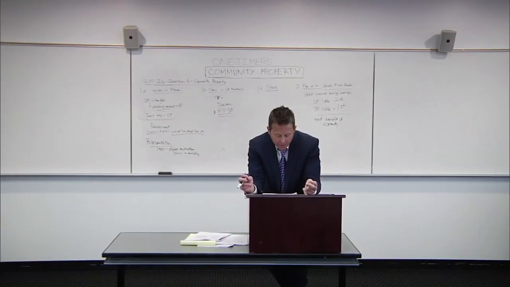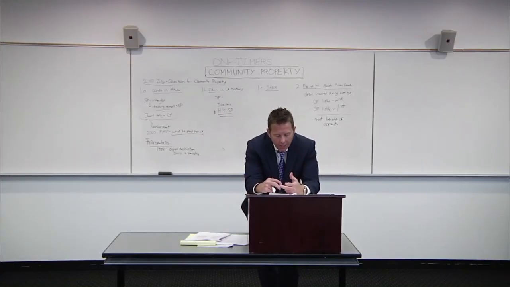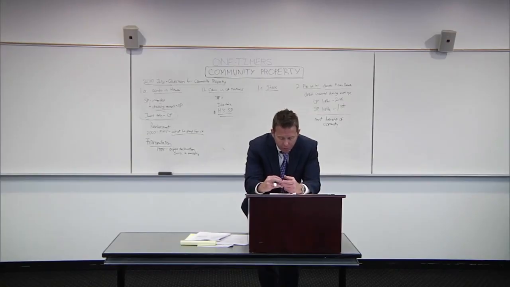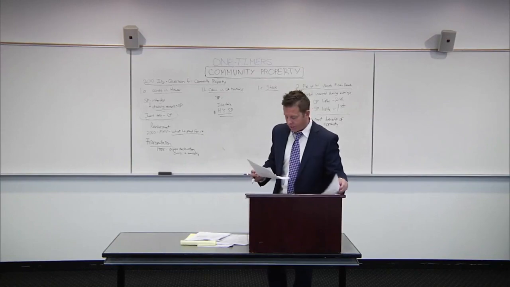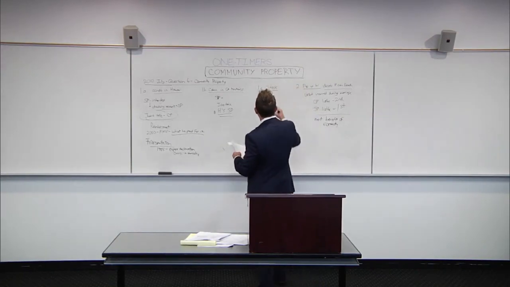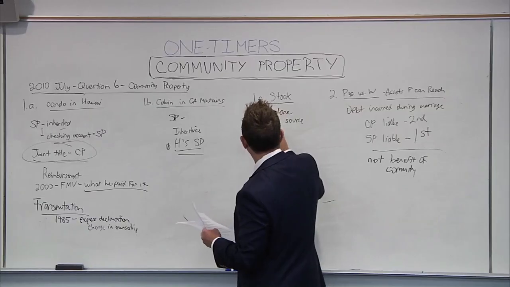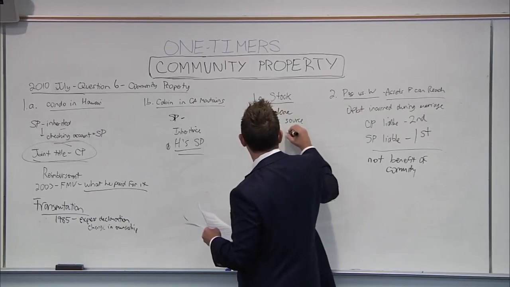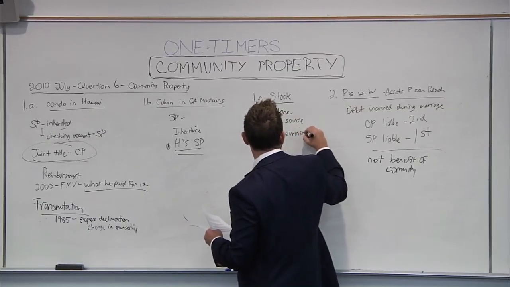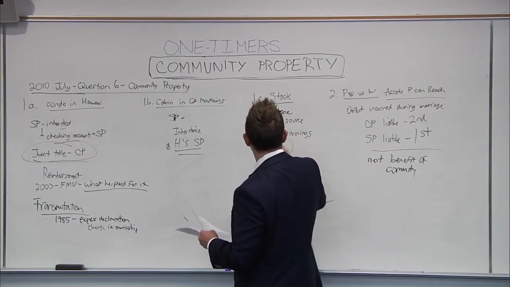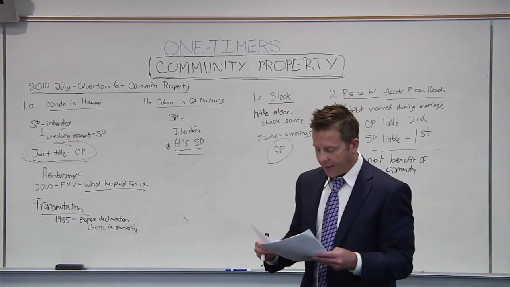2006, Wanda received an email advertisement inviting her to invest in stock in a bioenergy company. She discussed it with Harry, who thought it was too risky. Nevertheless, she purchased the shares of stock using $20,000 from her savings account to make the purchase. She put the stock in her name alone. Again, title in her name alone, check the source. Where's the source? The source was the savings account. And what's the savings account? It's from earnings. And what are earnings? Community property. So the stock is community property. That's how that's going to play out.